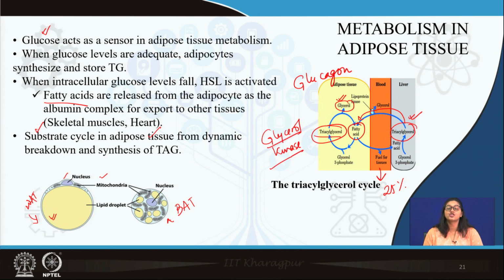So, for reformation of triacylglycerol, or re-esterification, glycerol 3-phosphate is actually provided by pyruvate via gluconeogenesis. If you remember once again, pyruvate forms phosphoenolpyruvate via the gluconeogenic pathway and forms dihydroxyacetone phosphate. Dihydroxyacetone phosphate forms glycerol 3-phosphate, and that glycerol 3-phosphate is utilized for triacylglycerol formation in adipose tissue, not the glycerol which is formed during hydrolysis.